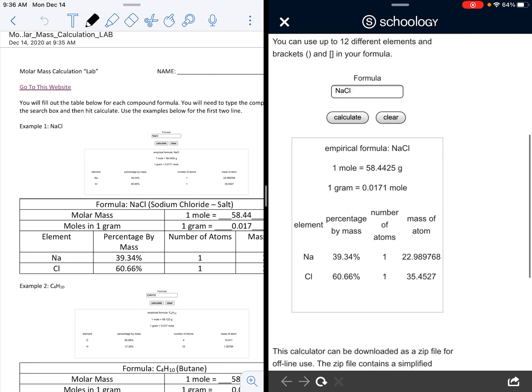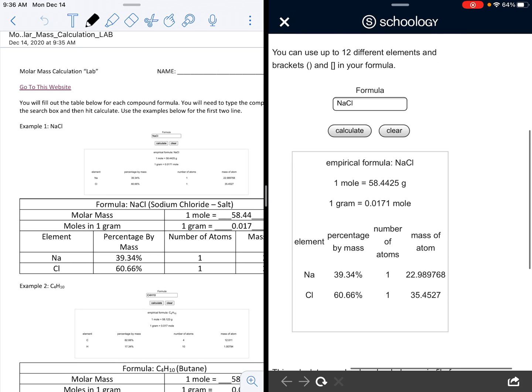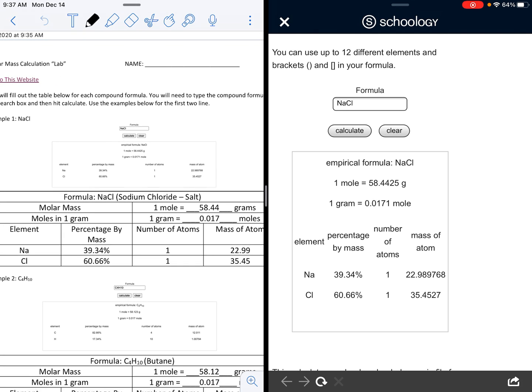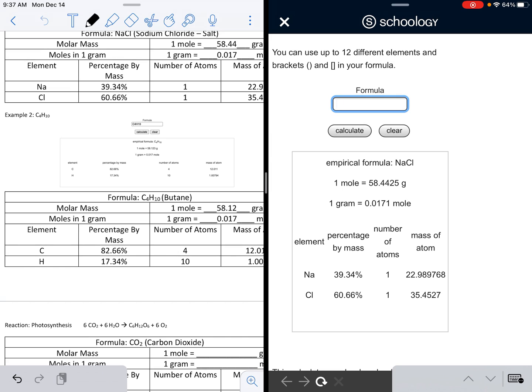Notice it just pops up with all the information that I need right here. It gives me the mass percent. Let's see if I can figure this out. Right here: the percent composition of each element, the molar mass of each atom, the molar mass of the entire thing, and how much 1 gram is in moles. And that goes right into the table. And then the second example would be butane, which is C4H10.